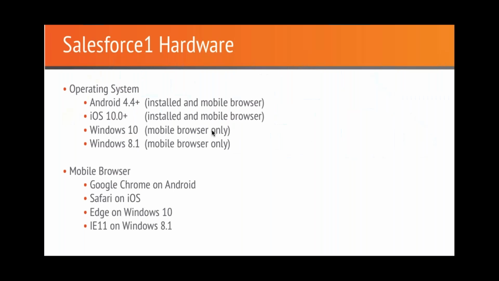Next up, mobile. So here's the latest list of the hardware devices that Salesforce 1 is supported on. For the installed application, you need Android 4.4 or greater and iOS 10 or greater, and the same for those that are accessed by the mobile browser. Two Windows variants are supported, 8.1 and 10, but note that these are for the mobile browser only. There's no installed application for Windows. And for the mobile browser application, you'll need to use a supported browser. So Chrome on Android, Safari on iOS, Edge on Windows 10, and IE11 on Windows 8.1.